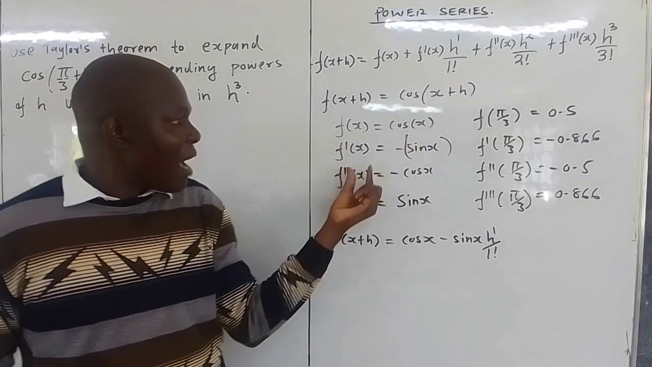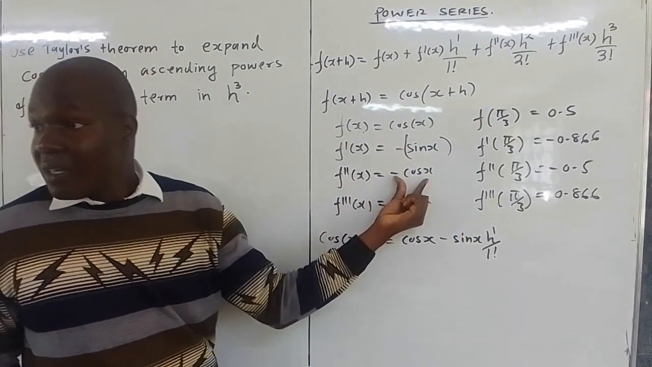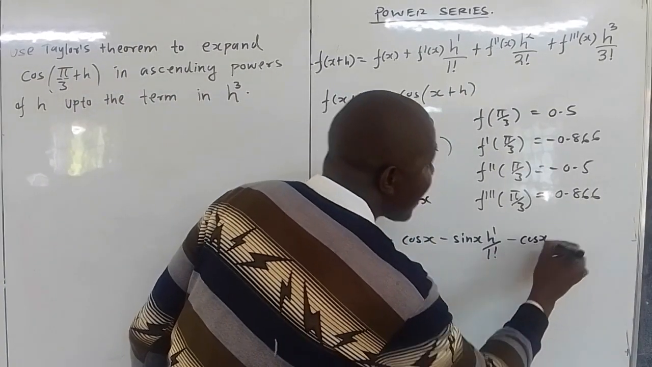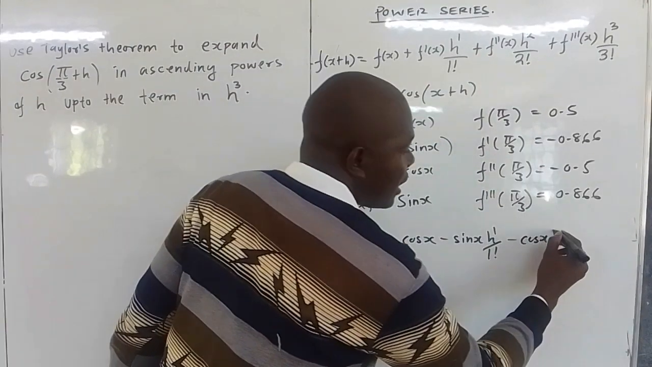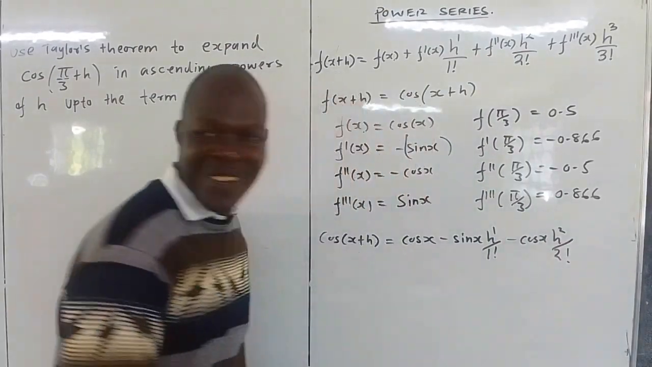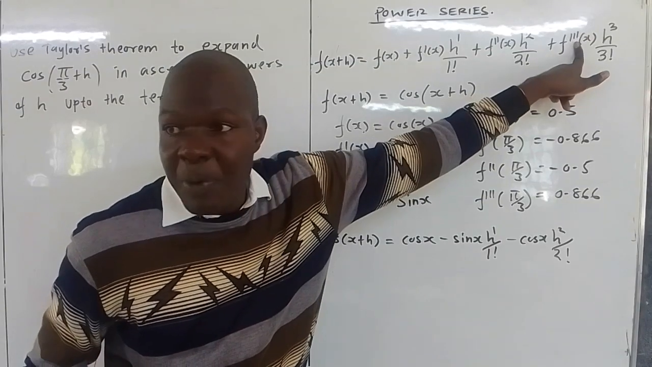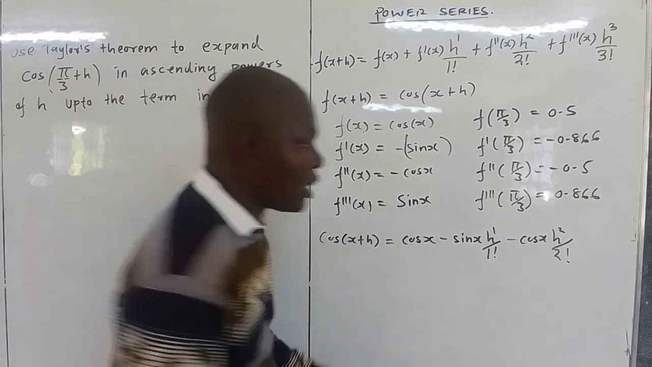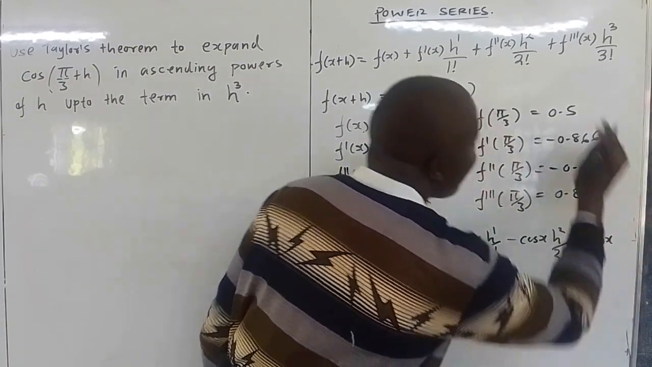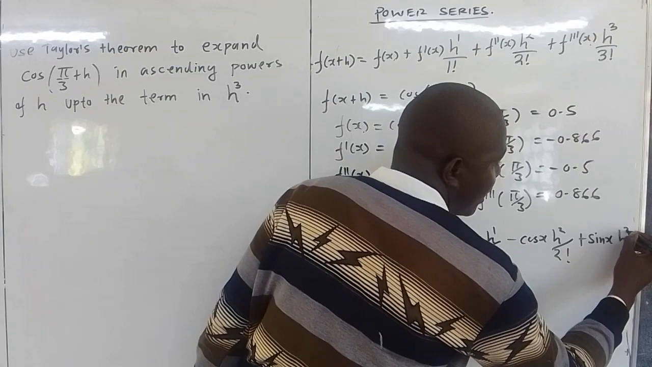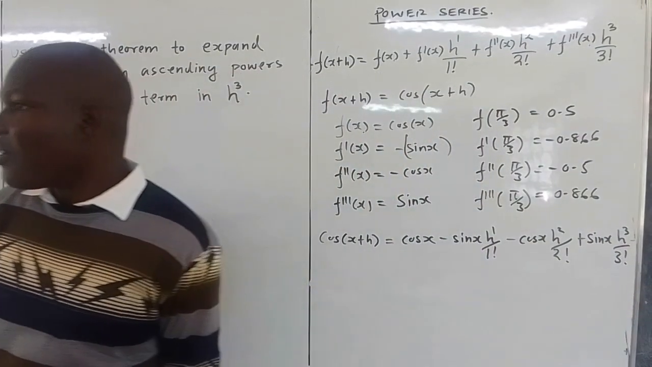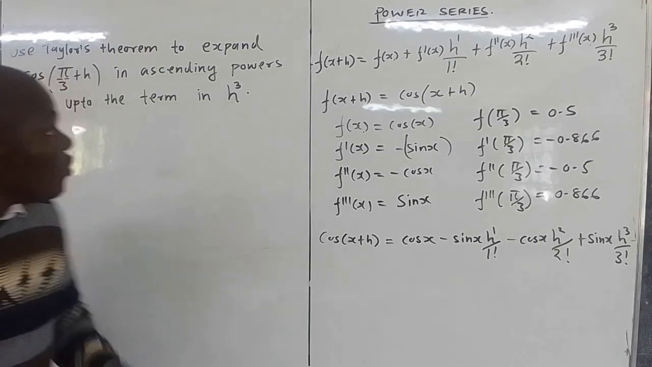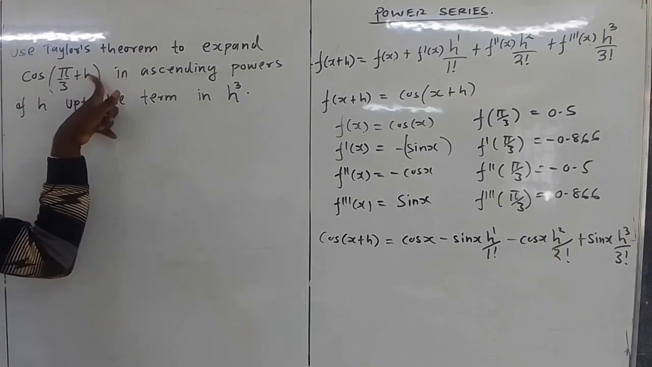Then what is our f double prime of x? This one is negative cos x, isn't it? So we have negative cos x. Then it is times what? H squared over 2 factorial. You see? Then what is our f triple prime of x? You are just doing substitution, isn't it? F triple prime of x is positive sin x. Then it is times what? H cubed over 3 factorial. So you see we found cos of x plus h, isn't it? But what do we need? We need cos of pi over 3 plus h.